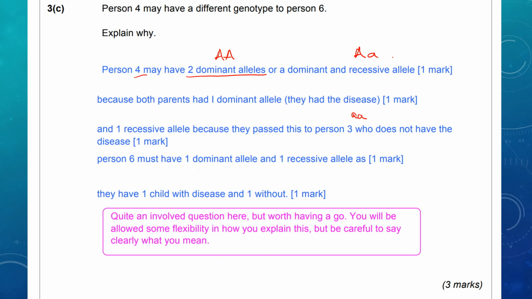Okay, so this is quite an involved question. It's worth having a go. You'll be allowed some flexibility. There are several different marks that you could pick up. You only need a maximum of 3. And you would be quite able to use the letters as well to explain the genotypes. But I would try to use these words about being dominant and recessive. Okay.